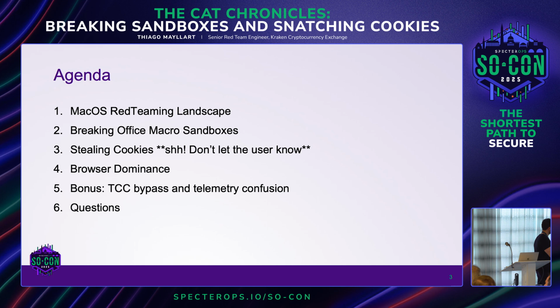We're going to talk about today. We're going to talk about macOS, the red teaming landscape. So we're going to talk about some talks that we had before about macOS and how most of the things actually used to work before Sequoia update. We're going to talk about breaking Office macro sandboxes, which is a topic that people haven't talked about a lot in the past years. We're going to steal cookies from the browser without letting the user know. And we're going to have browser dominance. So we're going to control the browser completely. And then as a bonus, we're going to have a TCC bypass that's also going to generate some telemetry confusion to everyone that's actually analyzing.